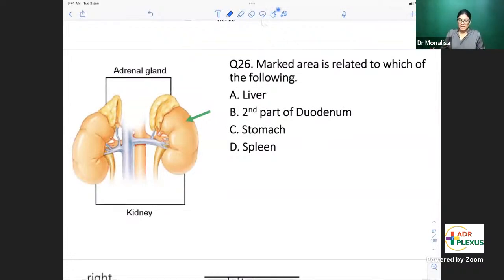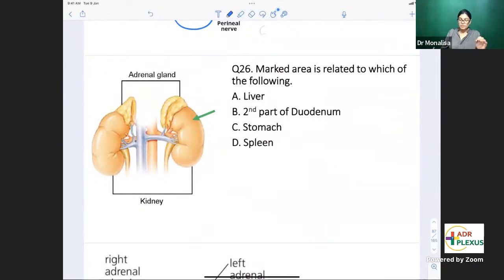The marked area is related to which of the following structures? Can you see the green color arrow marked area? You have to tell me whether it is related to the liver, the second part of the duodenum, the stomach, or the spleen. According to you, which is the best answer? So I'm getting, let me just check.